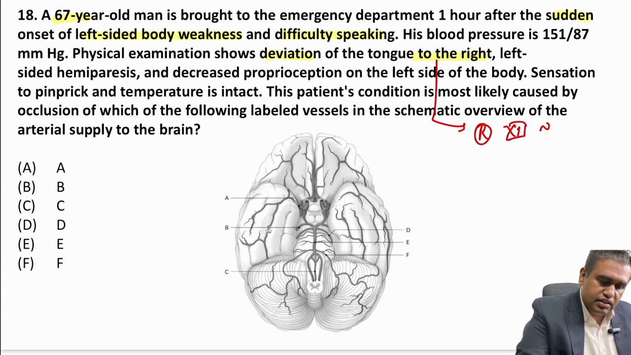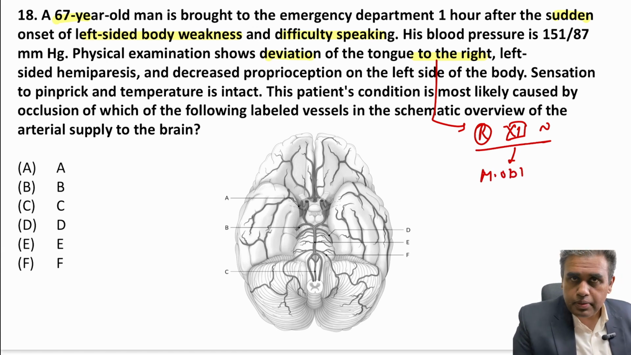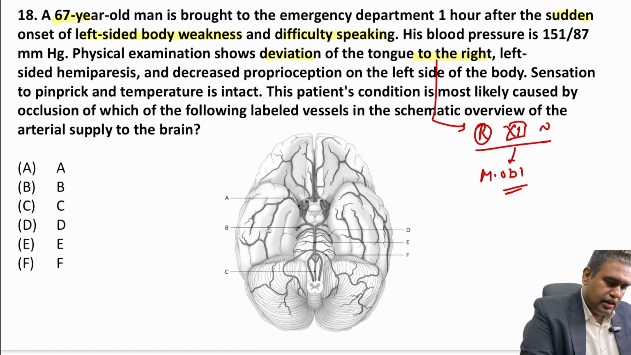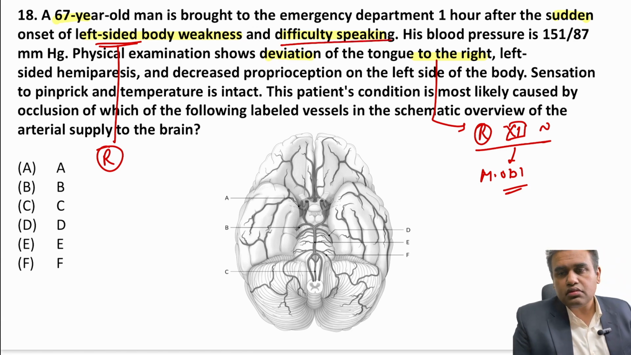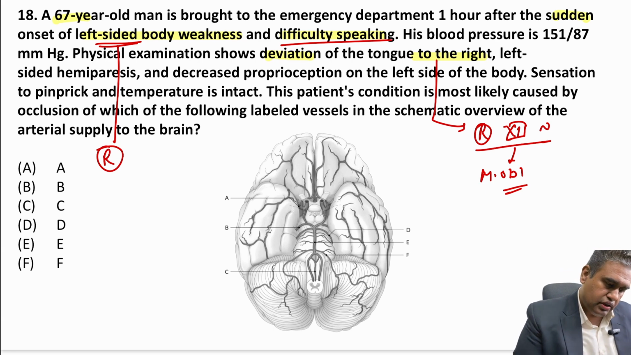This comes from which part of the brain or brainstem? It comes from the medulla oblongata, 12th nerve, right? Left side body weakness, again it is saying the problem is on the right side, right? Difficulty speaking, why? Because the pharynx and larynx might also be involved, or the 12th nerve, the tongue, is involved. Let us see more of the question. So deviation of the tongue is to the right side, left side hemiparesis, already told, and decreased proprioception on the left side.